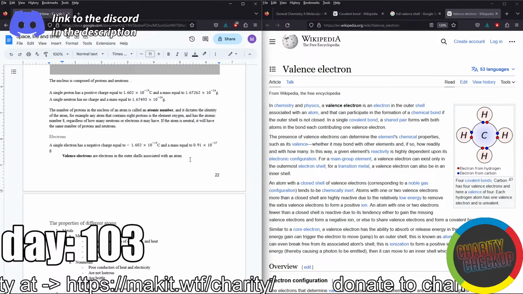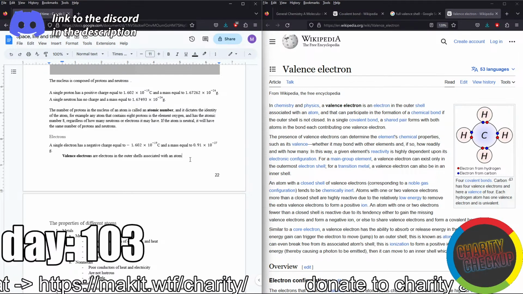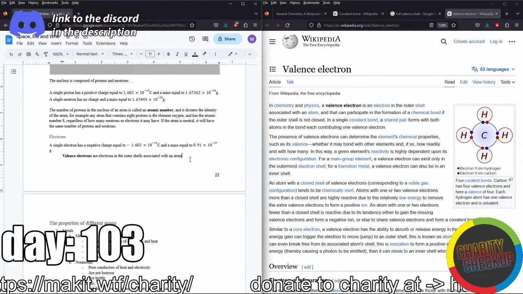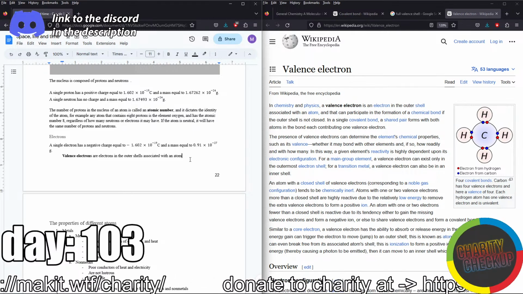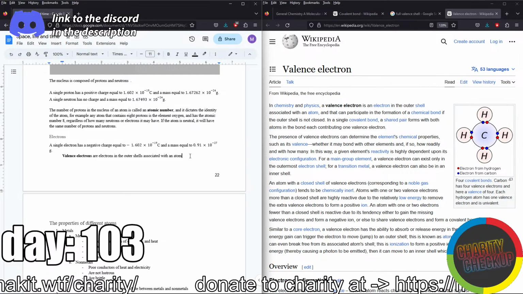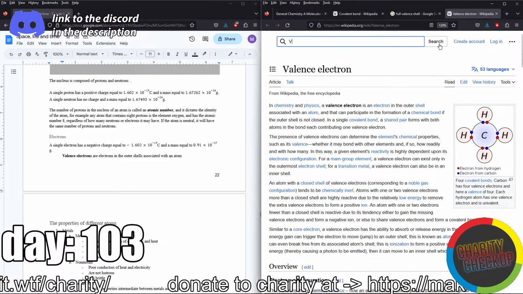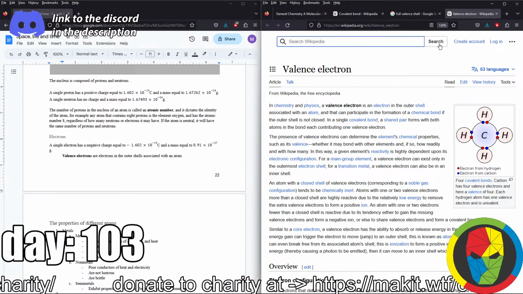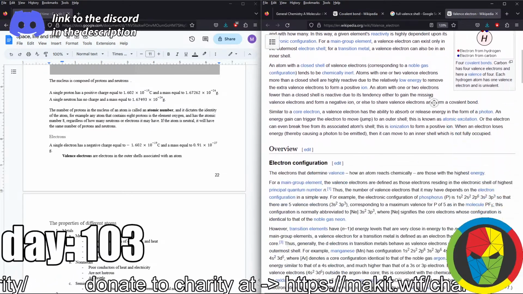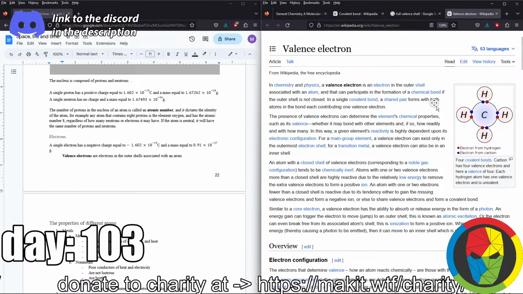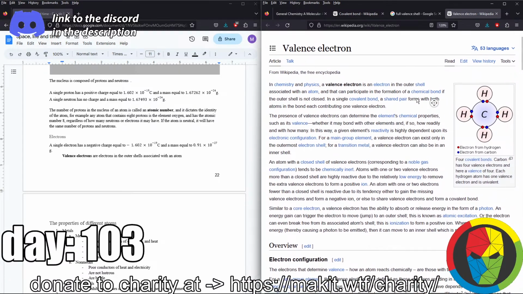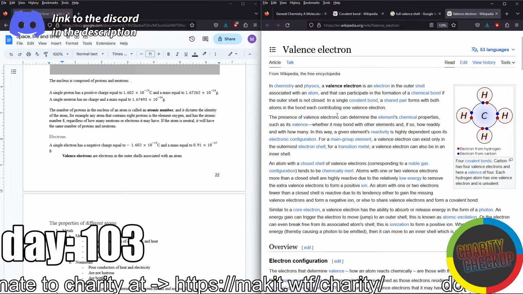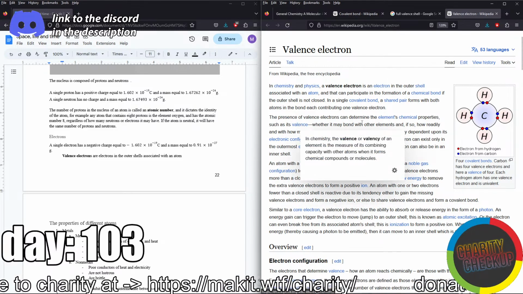Or maybe valent electron. That probably could also work. Oh, valent. Valent electrons. Wait. Valence, because I feel like valence would be different than valent in this case. It's valence.